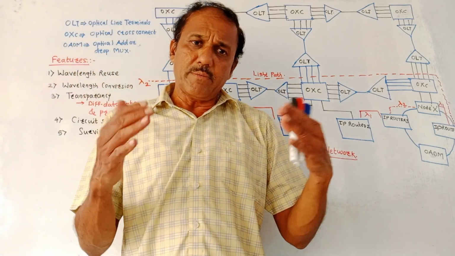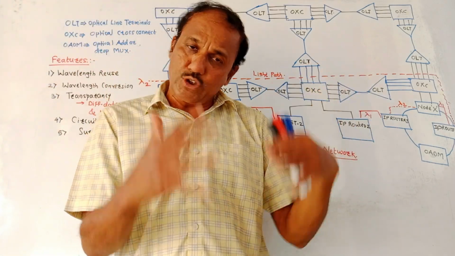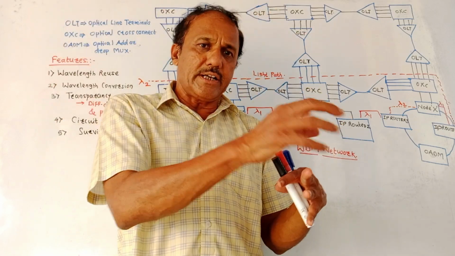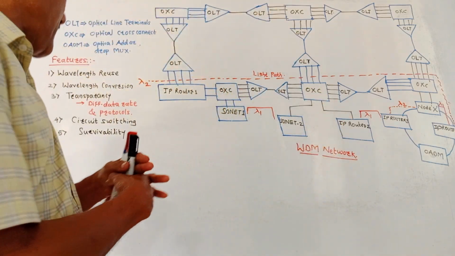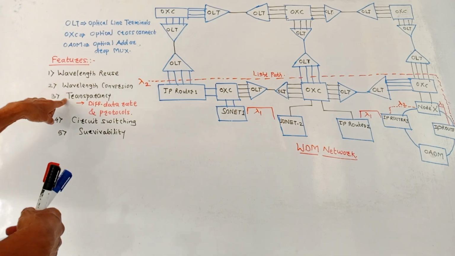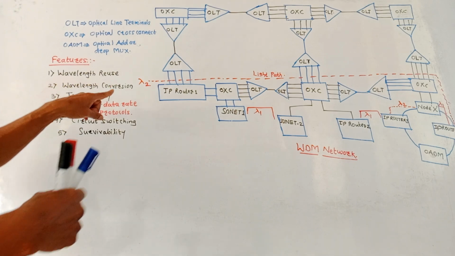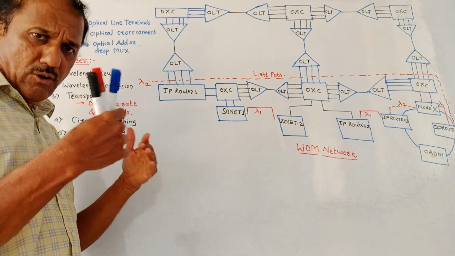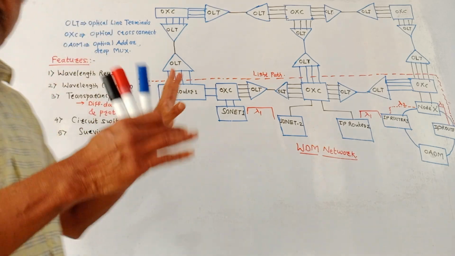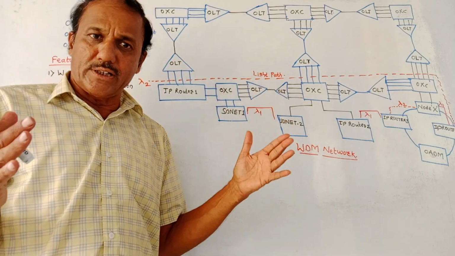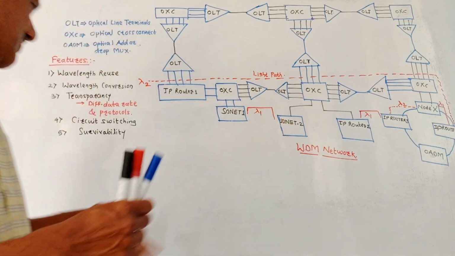Sometimes it is very much required to accept the outside wavelength and then convert it according to the requirement of the application. Next is the transparency. The different light paths carry different data rates, and they are using different protocols, so there won't be any mixing of such things.